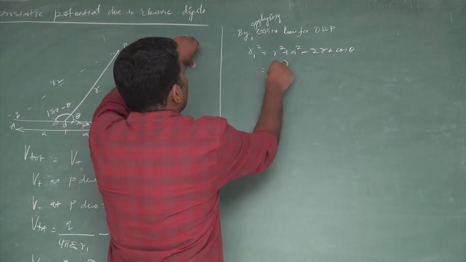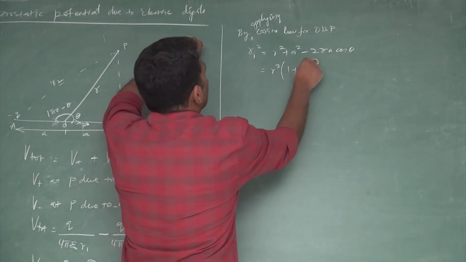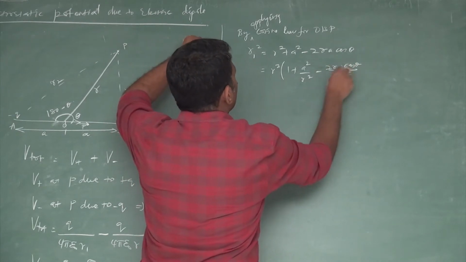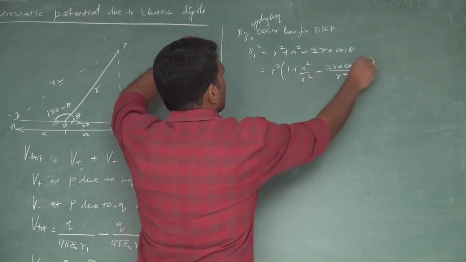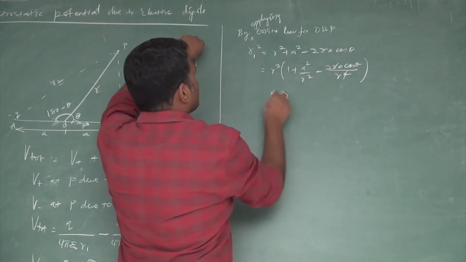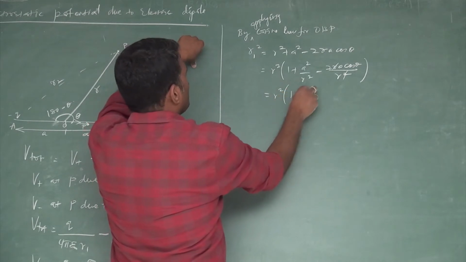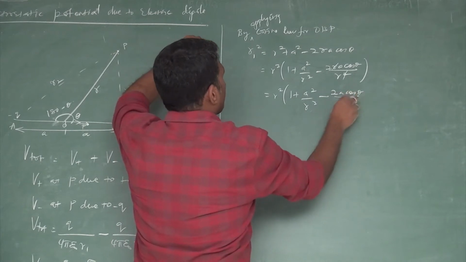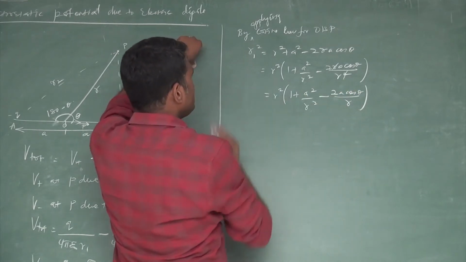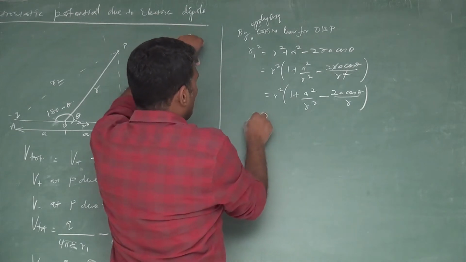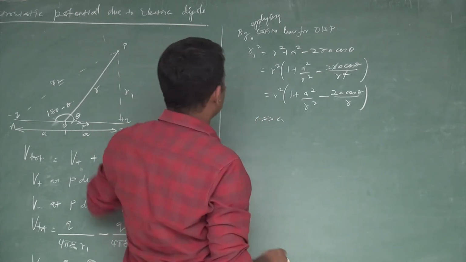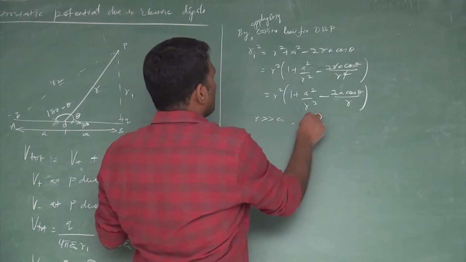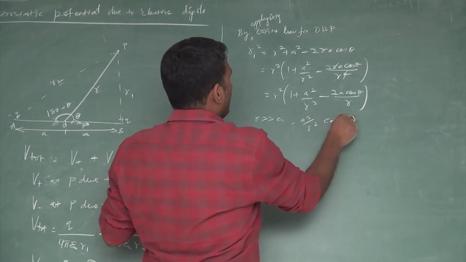Here we can take r square out, which will be 1 plus a square by r square minus 2ra cos theta divided by r square. When I take r square out, r gets cancelled, so r square into 1 plus a square by r square minus 2a cos theta divided by r. In this expression, we can say r is much greater than a. The distance of the point P is much greater than a. So a square by r square can be neglected.